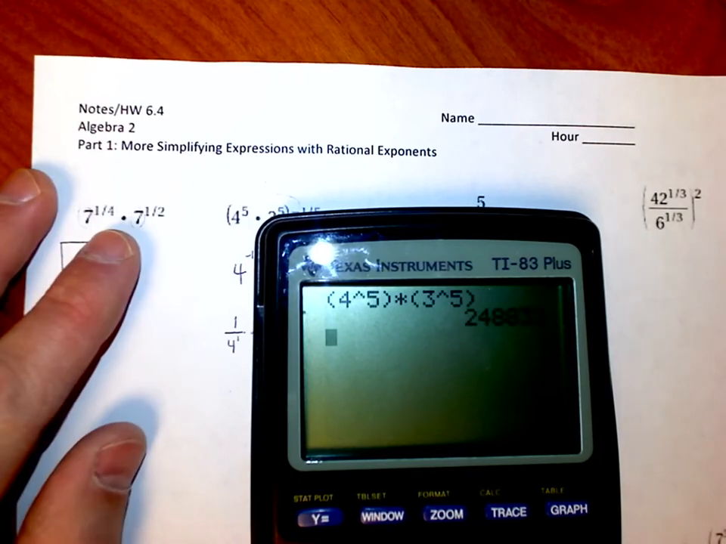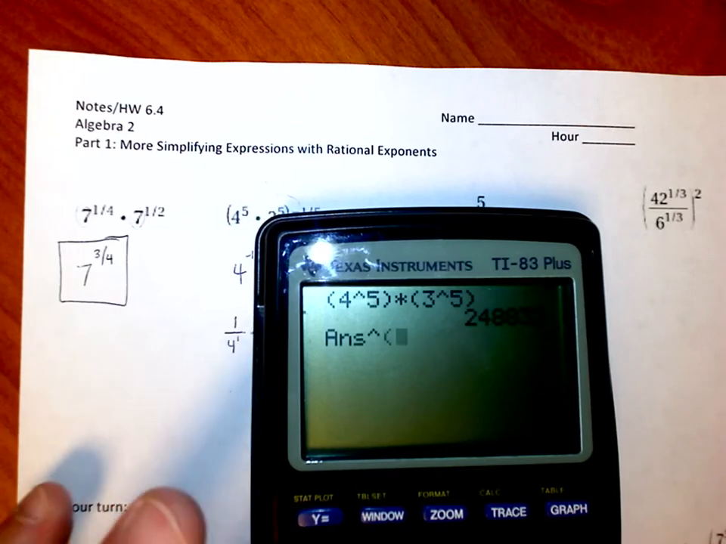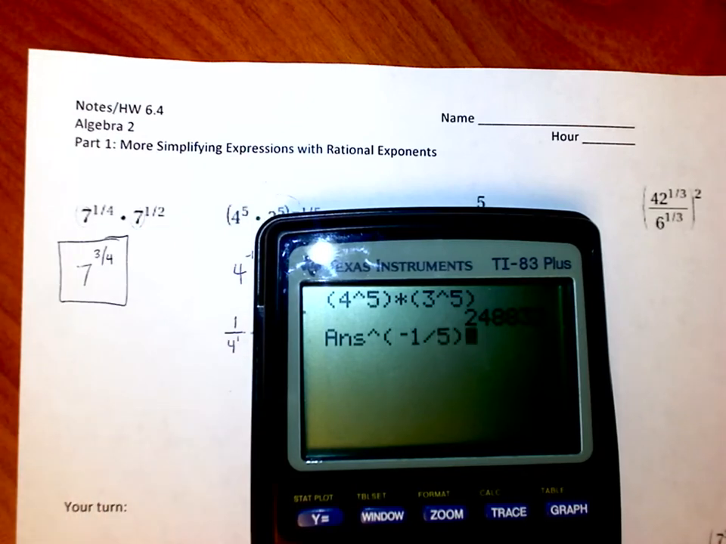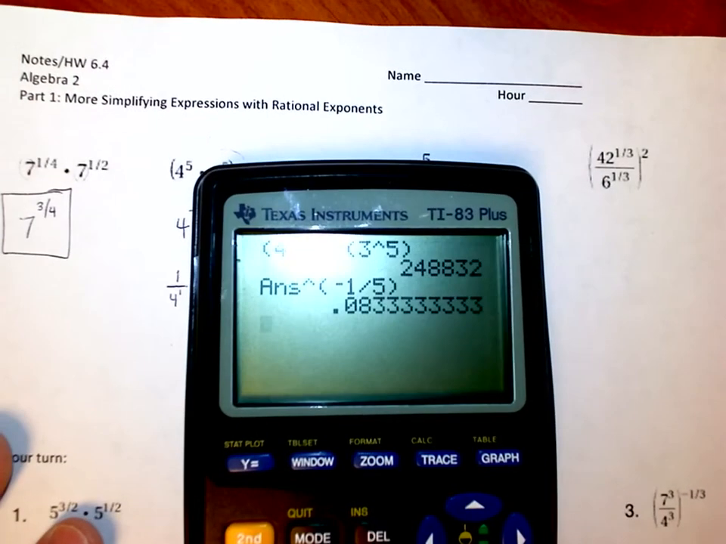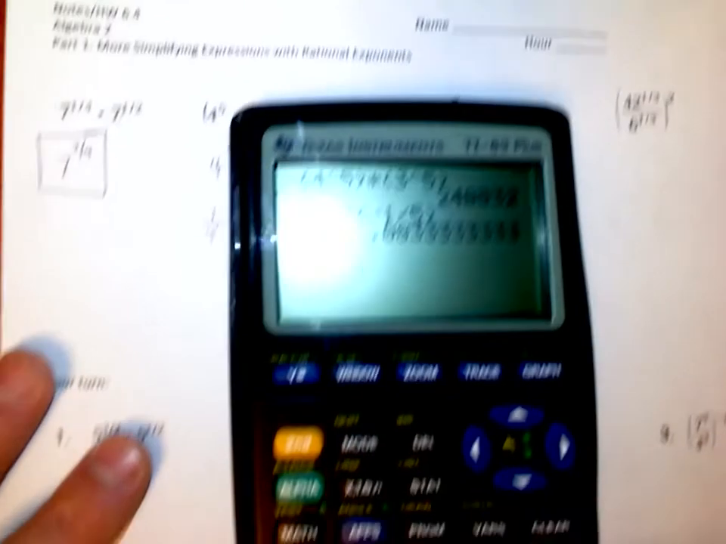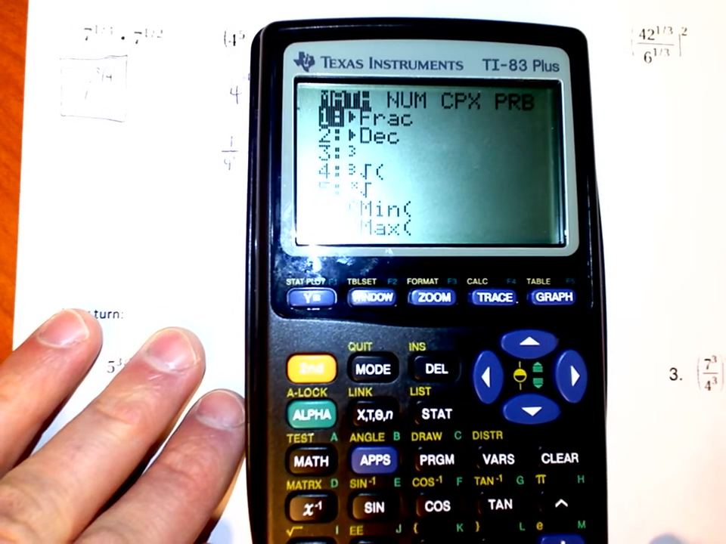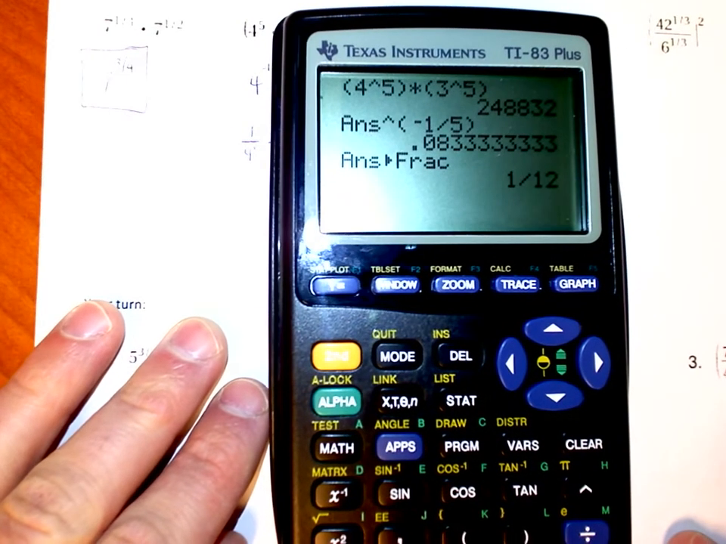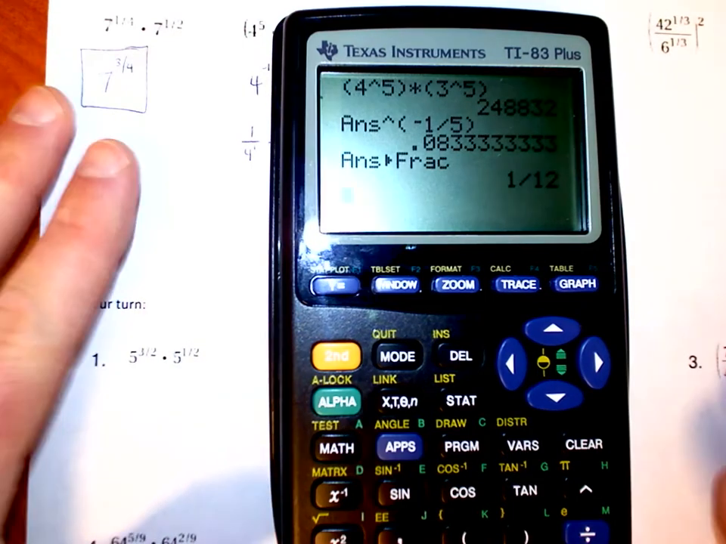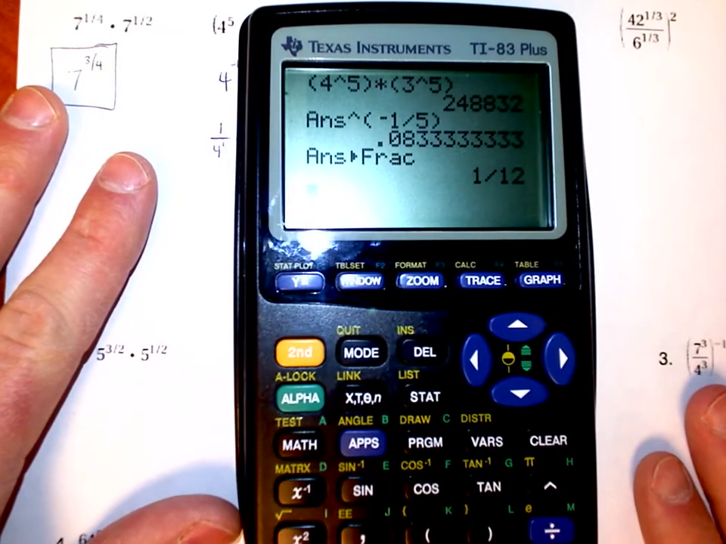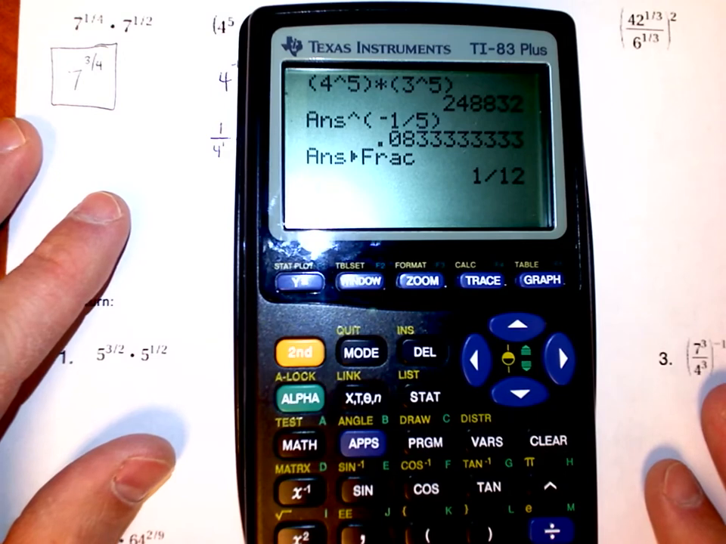That's the thing that's inside the parentheses. And if I raise that to the negative 1/5 power, I have to use parentheses in this case, I get this decimal. My calculator has the math fraction button. It's right here. I can hit math, and I can hit fraction, and I hit enter, and it's 1/12. So I can get the same number that way. Sometimes we get lucky, and that's possible. Sometimes, sorry, you have to do it the right way.